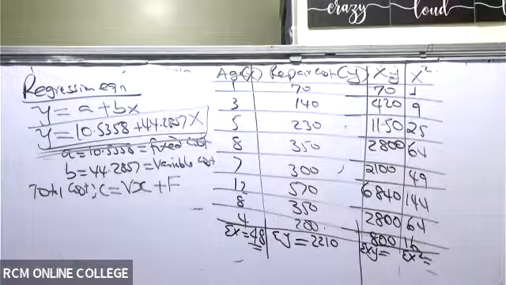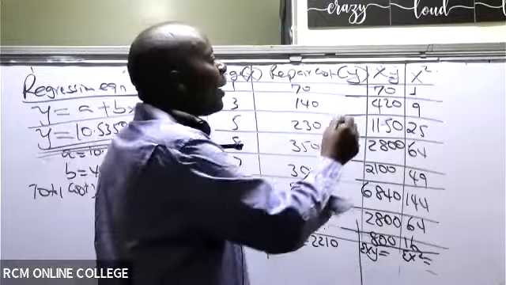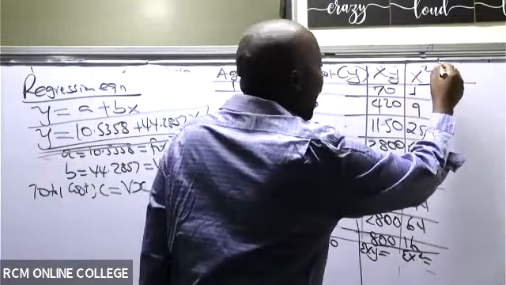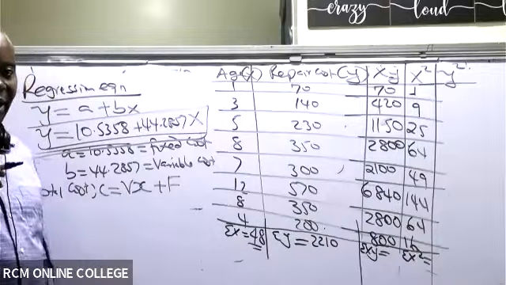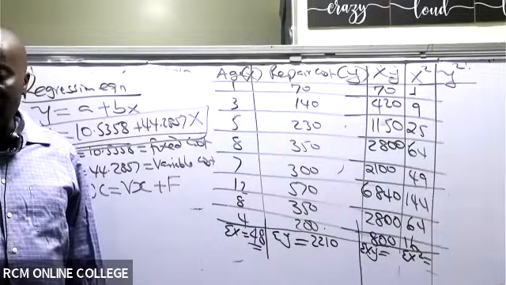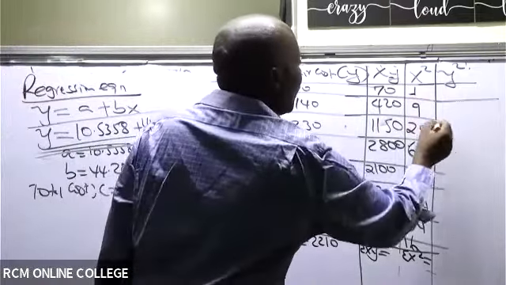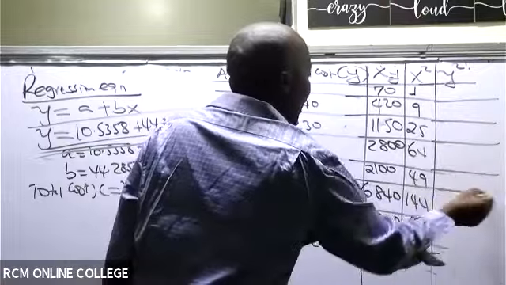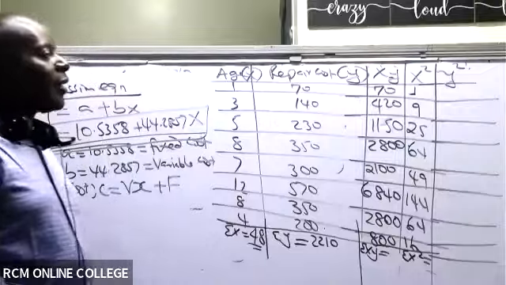And then look at Roman 4. They want us to give them the coefficient of determination. For us to get the coefficient of determination, we need to create an extra column here, which we shall call y squared. Somebody please come and give me these squares of y.